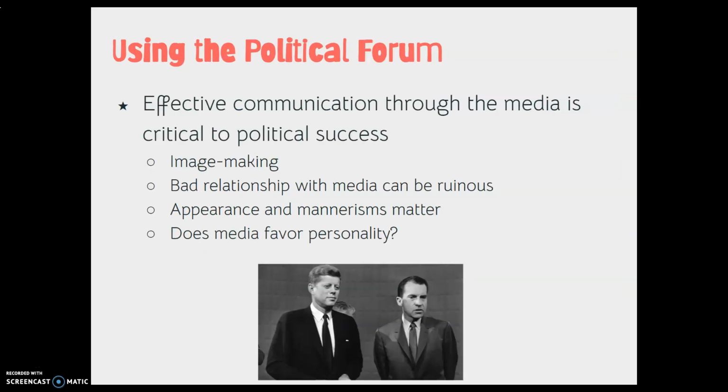Now, successfully using the political forums created through the media is very critical to a candidate's success, especially for presidents, because it's all about image making. How you're portrayed in the media matters to voters. That's how they see and maybe evaluate you, the candidate, you, the politician, and decide if they're going to vote for you or vote for you again.